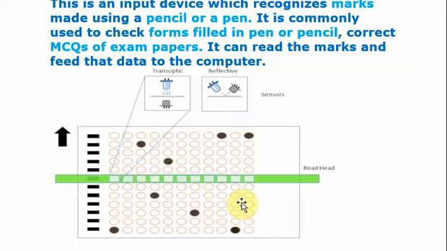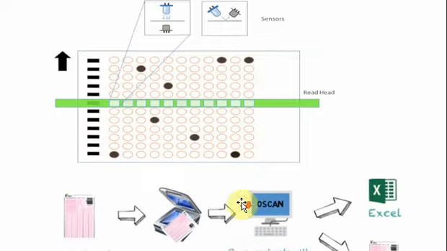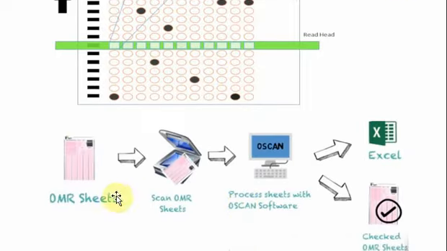Then there will be a program written, and the original answers will be saved. That program will compare this created sheet and the original sheet. So the detecting process will be very fast compared to manual processing. Now, this is the process.